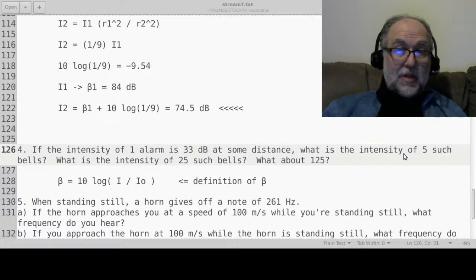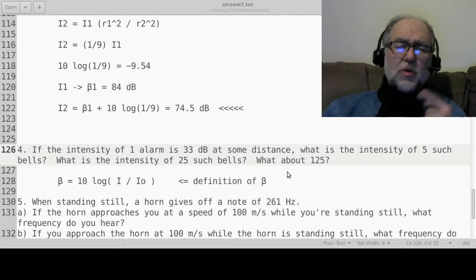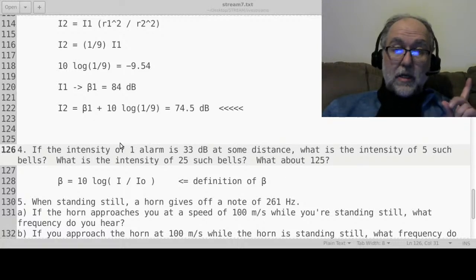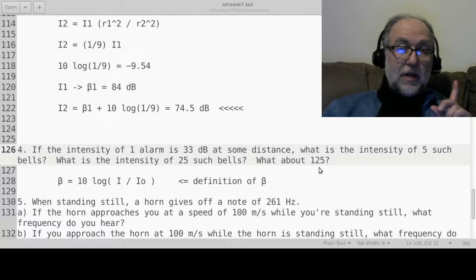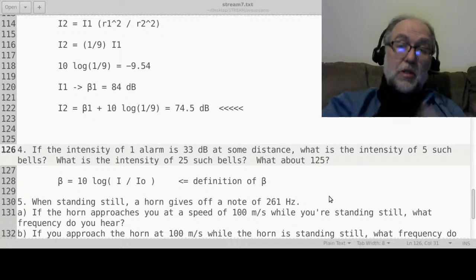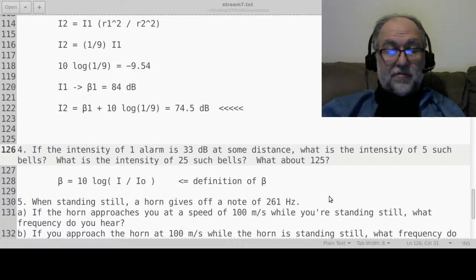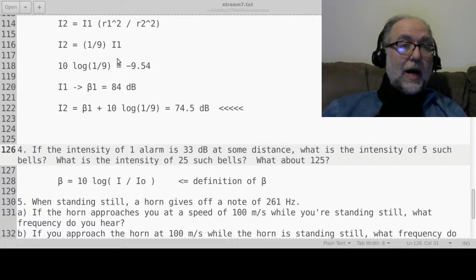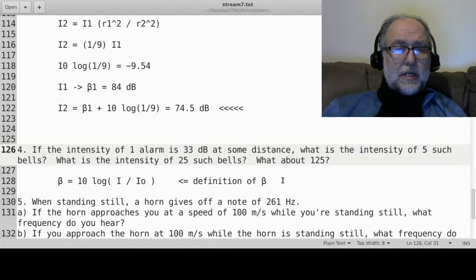What is the intensity of 5 of them? What is the intensity of 25 of them? What about 125? And you go, what's the pattern here? Well, 1, then you go to 5, then 25, then 125. Each time you're multiplying by 5, you're going up by a factor of 5. So let's take a look at how to do that.